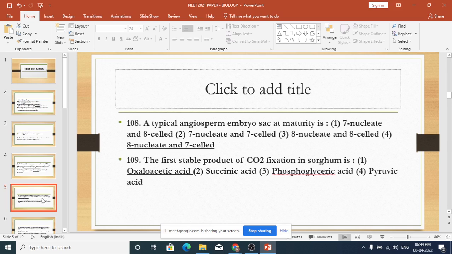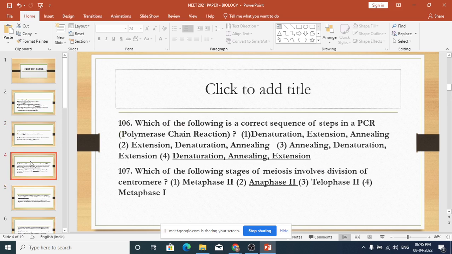Okay, let's go to 109. The first stable product of CO2 fixation in sorghum is... So the answer given is oxaloacetic acid. When the CO2 fixation happens, the first thing that forms is oxaloacetic acid. I think there are many other stable products, but the first one is oxaloacetic acid. Okay, right. This we have seen.